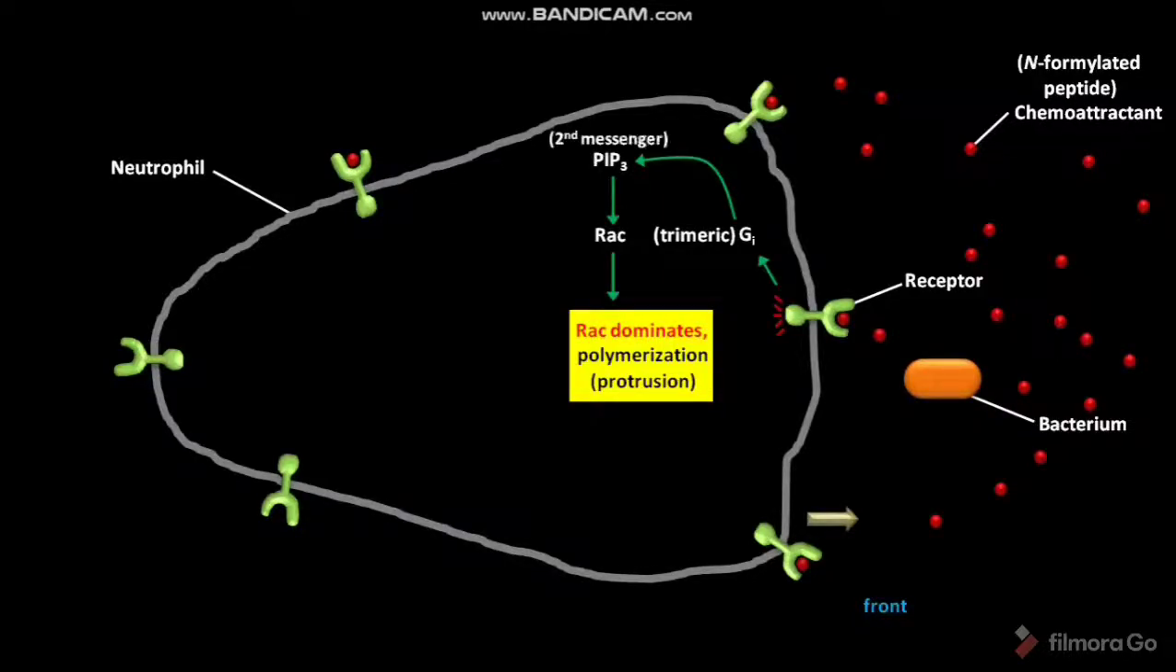The second messenger PIP3 is rapidly converted to PIP2 in the presence of active lipid phosphatase. So the PIP3 is short-lived. Due to this short-lived PIP3, the protrusion is limited to the region of the neutrophil closest to the chemoattractant.